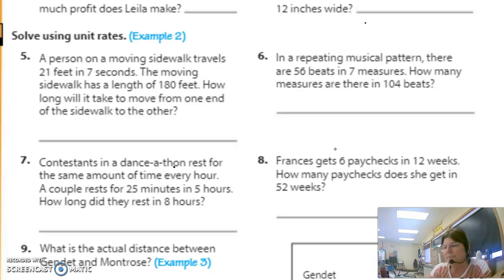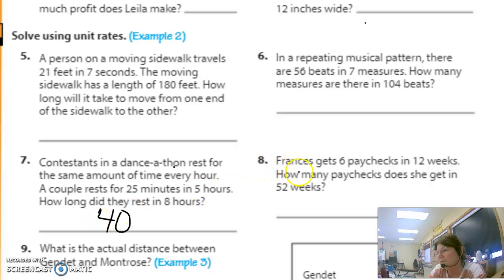Number 7, how many minutes? A couple rests for 25 minutes in 5 hours. How long did they rest in 8 hours? So we have to figure that out and then times it. So what's 5 times 8? It's 40. That's just looking at it. You can tell what that is.